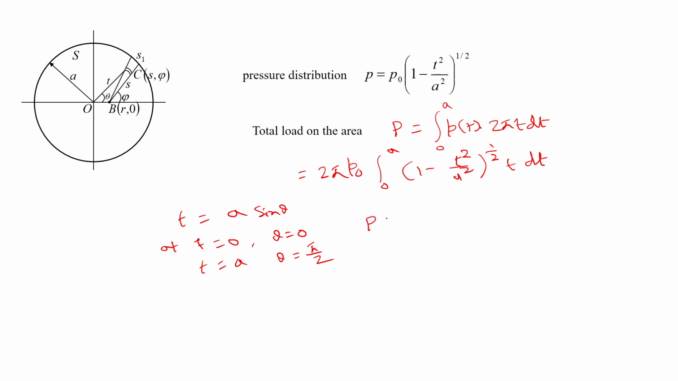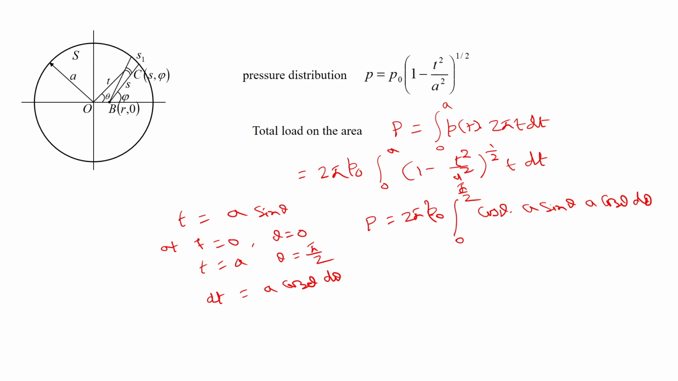So, here this P will be equal to 2 pi p0, integral from 0 to pi by 2, and t is equal to a sin theta. So, t square by a square is sin square theta, 1 minus sin square theta is cos square theta, and the square root is cos theta. And dt will be equal to a cos theta d theta. So, t is equal to a sin theta here, and dt is equal to a cos theta d theta. So, this is the way I have.